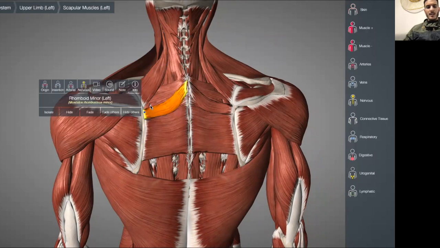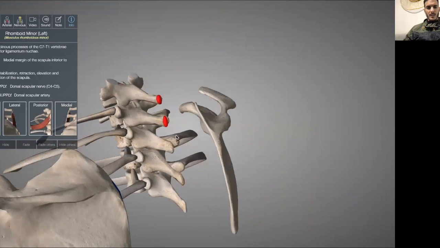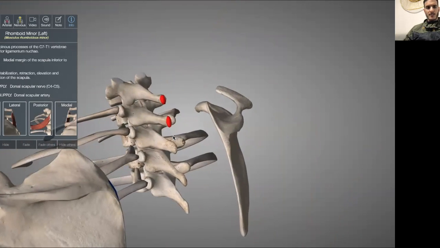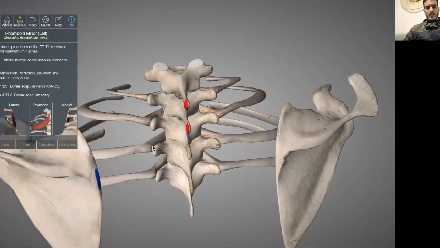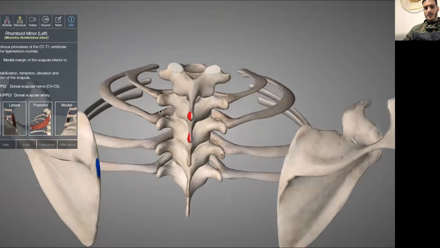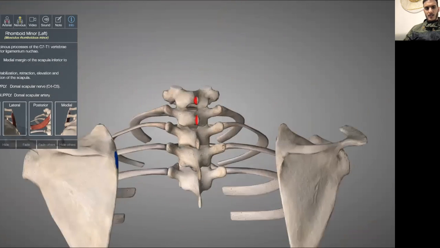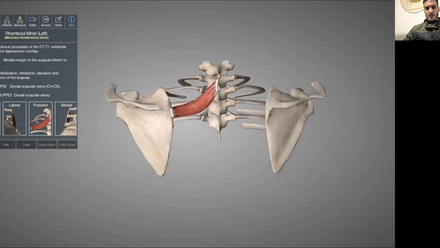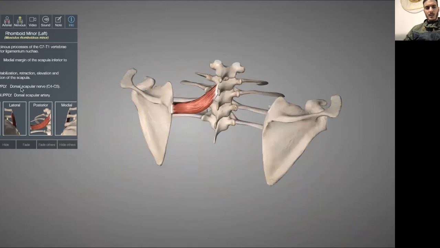Now we're going to go to the rhomboid minor and the rhomboid major on the left and on the right. The specifics of its origin and insertion: it originates from the spinous processes of C7 to T1 and the inferior ligamentum nuchae, the nuchal line, basically, and it inserts onto the medial margin of the scapula, right here. You can see the muscle. That's the rhomboid minor. Nerve supply is the dorsal scapular nerve, same as the levator scapulae.